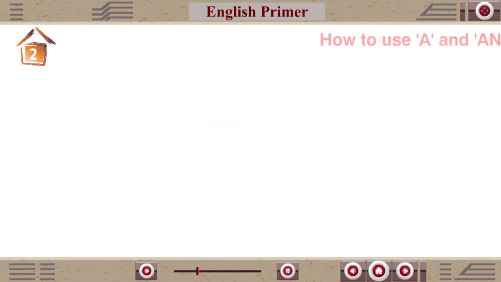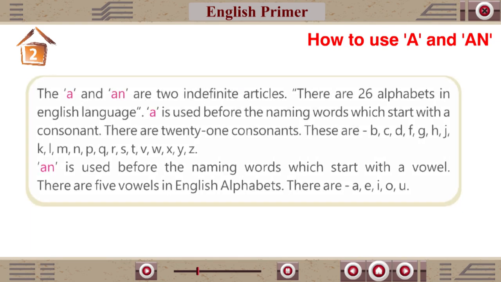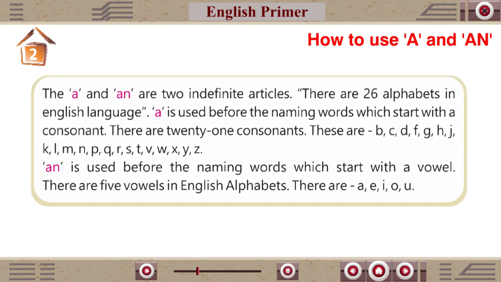Chapter 2. How to use A and AN. The A and AN are two indefinite articles. There are 26 alphabets in the English language. A is used before the naming words which start with a consonant.